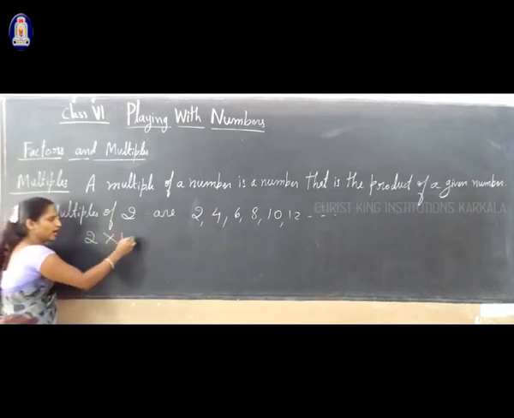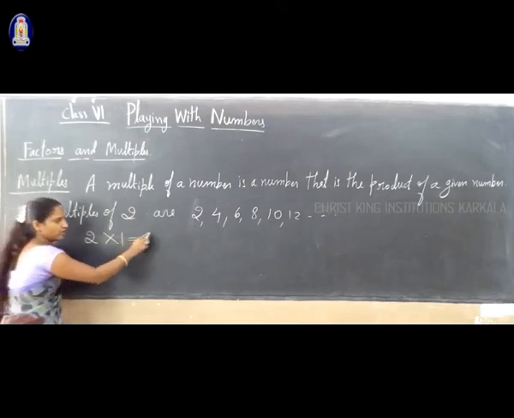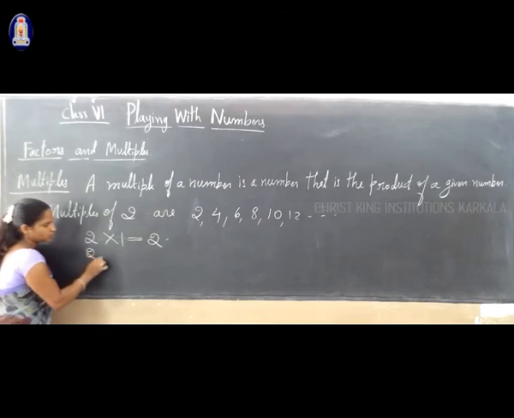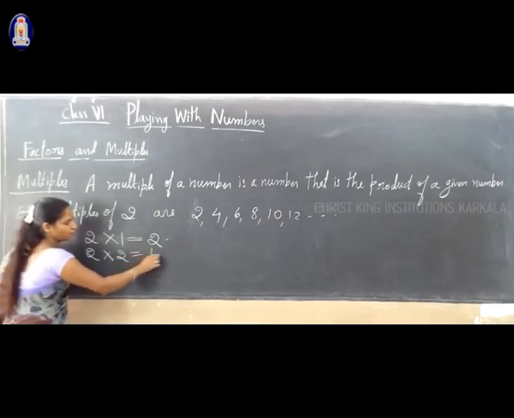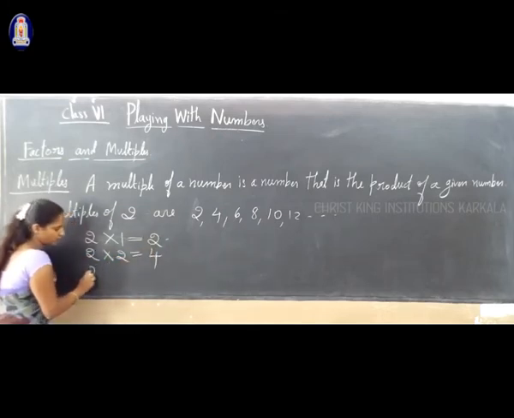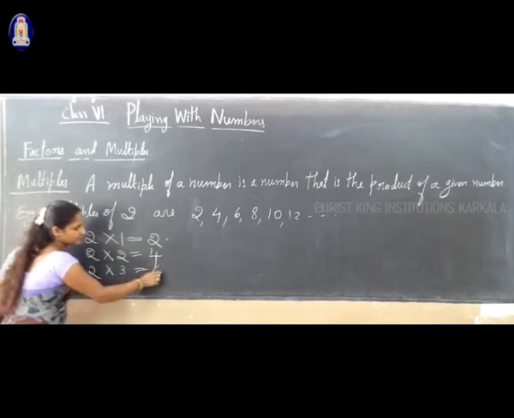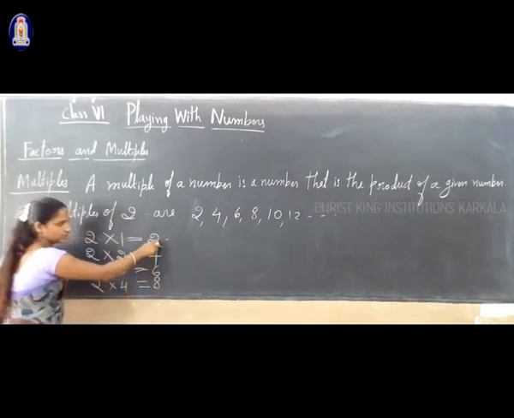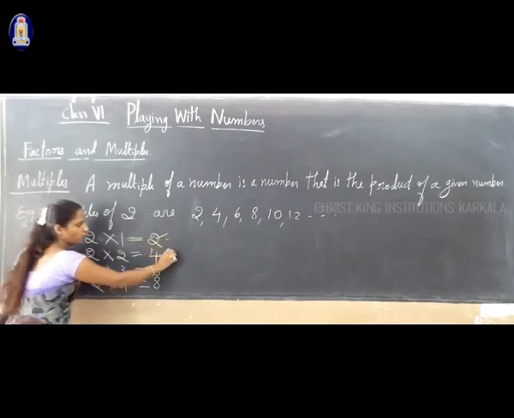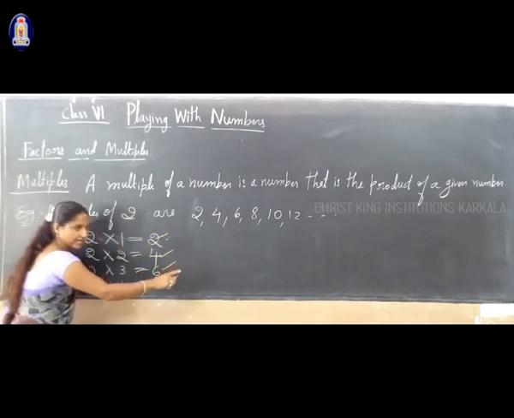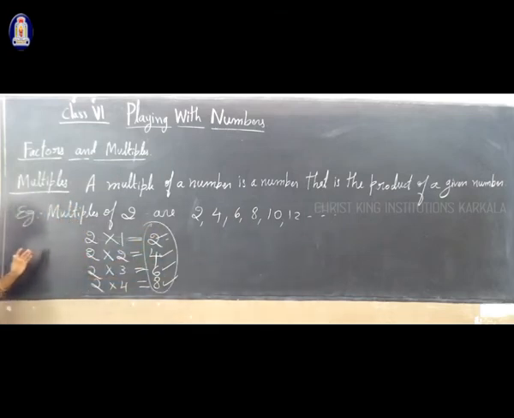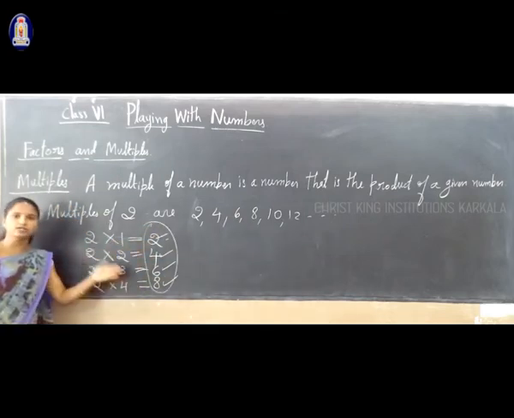Multiples of 2 means 2 into 1. See, 2 into 1, it is 2. 2 ones are 2. Next, 2 twos are 4. Next, 2 threes are 6. 2 fours are 8. So 2, 4, 6, 8, 10, 12. These are the multiples of 2.